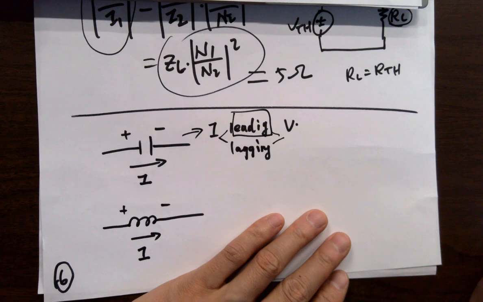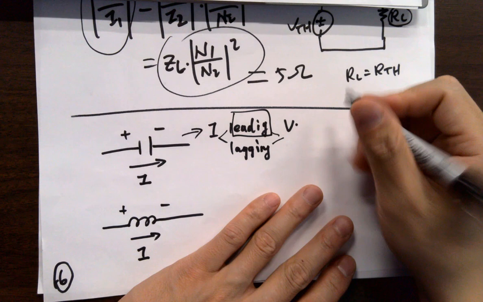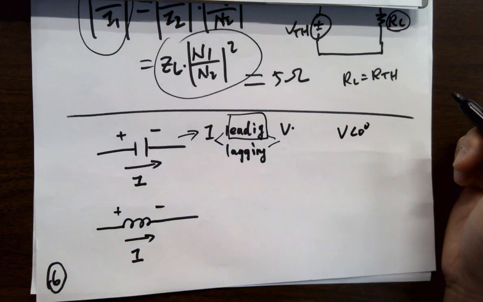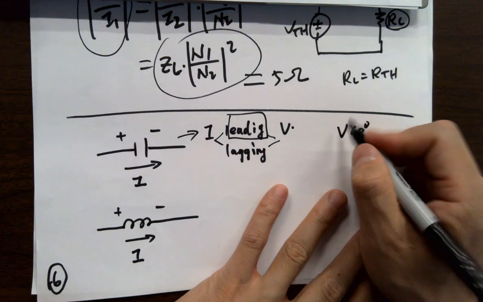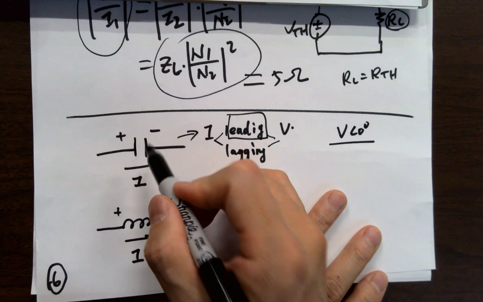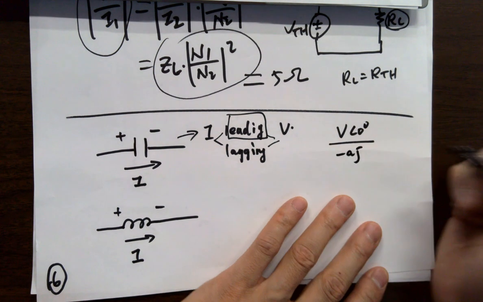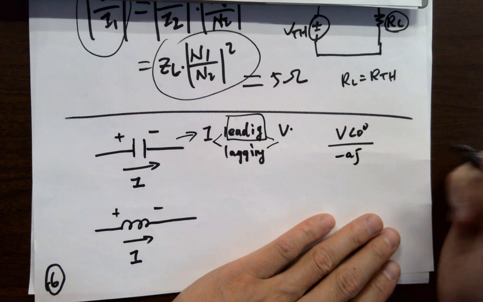Why? It's really easy to find out actually. So let's assume that V is 0 degrees as a reference of the phase angle, okay? And usually the impedance of the capacitor is negative, right? It's usually like negative aJ, where a is just a constant. It's negative something J.